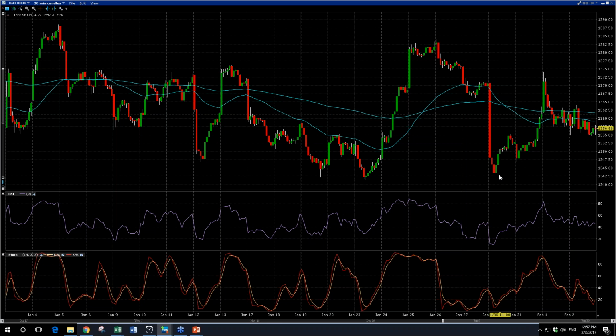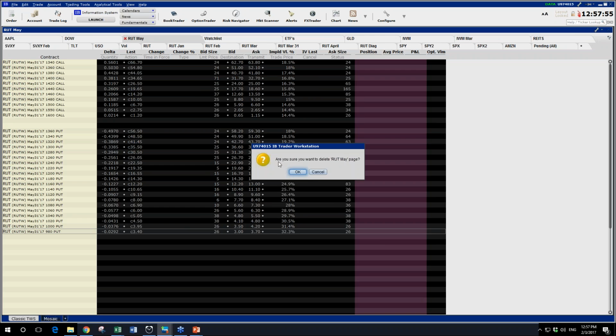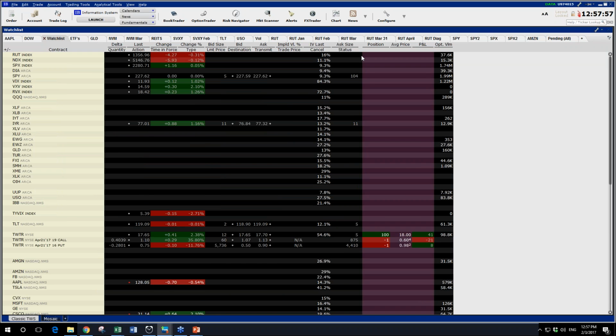Maybe you could do one on the put side here after this big sell-off. But right now we're very much just in no man's land, so I wouldn't be looking at doing one. But if I was going to do one, I'm just going to close this to get them back all in a line.